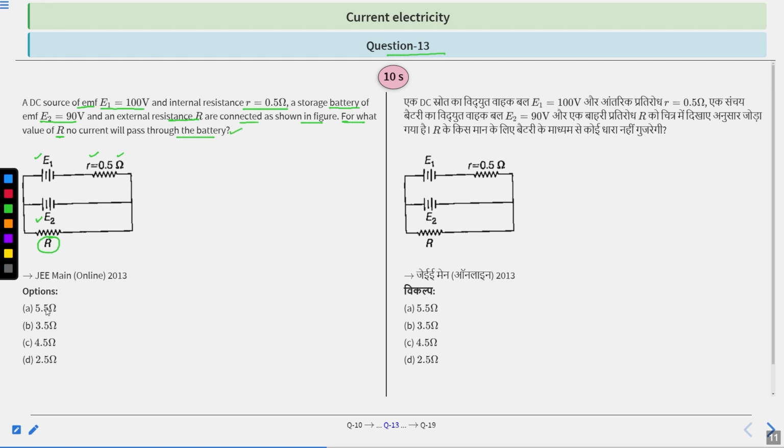Given options: option A is 5.5 ohm, option B is 3.5 ohm, option C is 4.5 ohm, and option D is 2.5 ohm. So which option is correct? Option A, B, C or D? You have 10 seconds to solve this question. After 10 seconds, we will provide the solution.